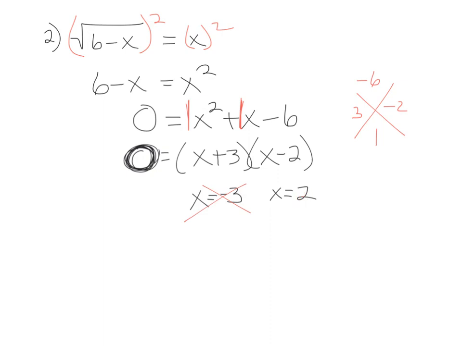Now let's try 2. 6 minus 2 is 4. Square root of 4 is 2. And 2, yep, that one works. So your solution is x equals 2. And when you plug them in, you're plugging them into the original equation. Okay? All right, we'll try one more.